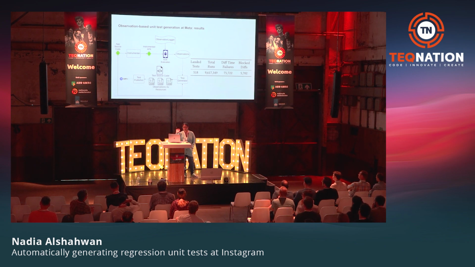So we landed 518 tests. These numbers mean nothing, my colleague put them up. It's how many times it ran, based on how many diffs, because it runs every hour continuously. But it did block 5,700 diffs, so it failed on this number of diffs, people made changes, and then the tests passed. It's very hard to go and look at every case individually, but we believe that it is catching problems.